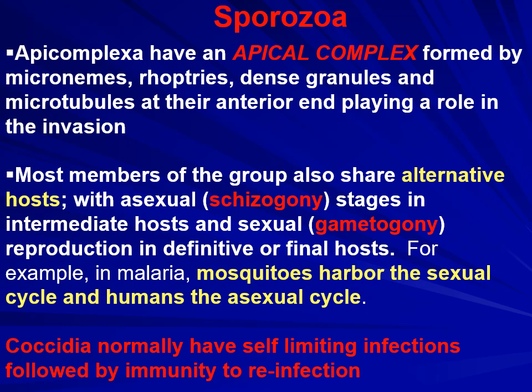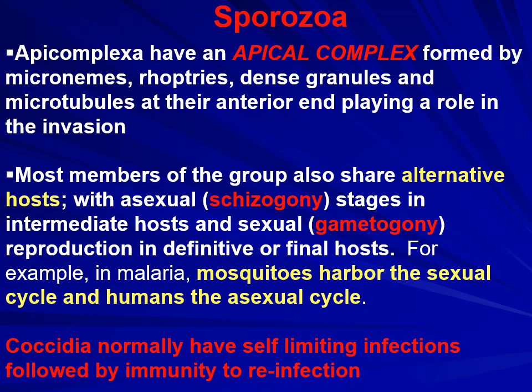Apicomplexans, for example, are characterized by an apical complex which is located, as its name indicates, at the apical side of the stages and regroups a number of organelles including micronemes, rhoptries, and dense granules which play a major role in host cell invasion. It is also worth noting that the life cycle of these parasites is more complex than other intestinal flagellates or ciliates, and this life cycle includes two stages: asexual stages and sexual stages.